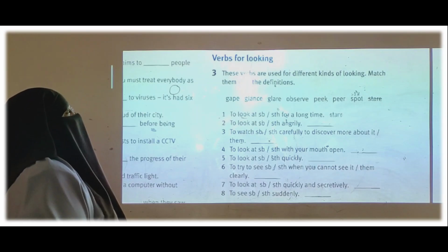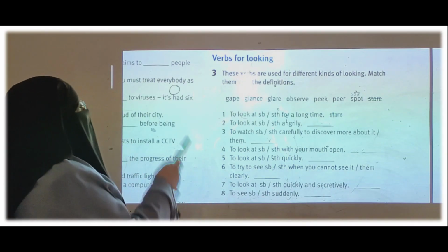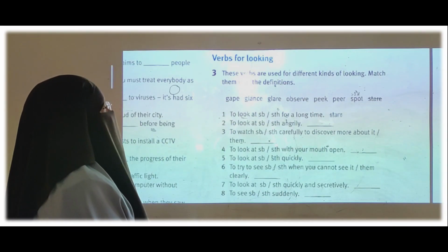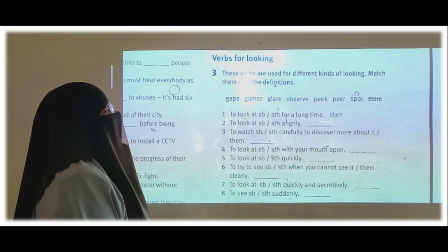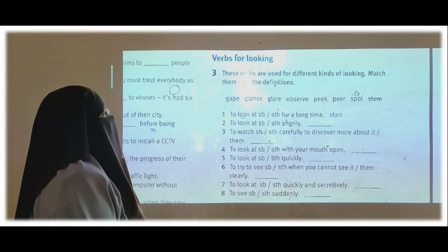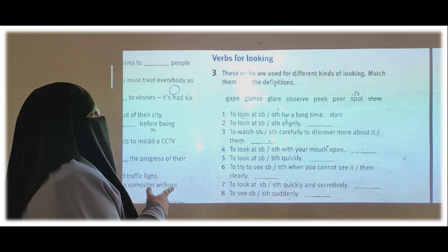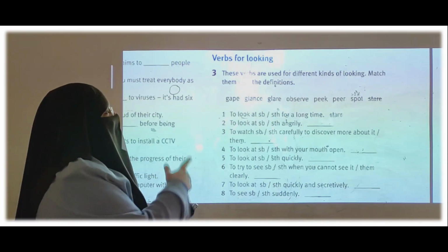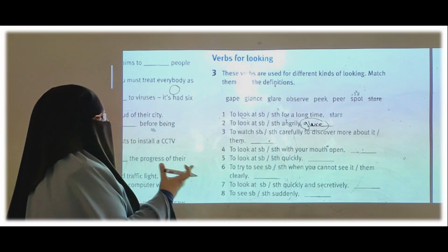Now, here, my dear students, we are going to deal with some verbs for looking, and these verbs are so important, so take care of the difference between using them. These verbs are used for different kinds of looking, as they are related to your sight or your eyes. Match them with the definitions. Here are the words gape, glance, glare, observe, peek, peer, spot, and stare. Let's look at their meaning. Number one, to look at somebody or something for a long time means to stare, okay? Number two, to look at somebody or something angrily. When you do something wrong at home, your mother looks at you angrily without speaking. This means glare.